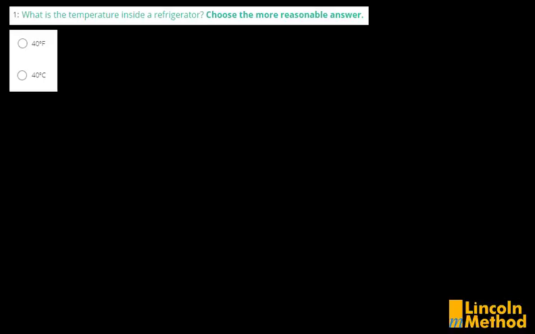What is the temperature inside a refrigerator? Choose the more reasonable answer. So both the options that are given to us have the same magnitude, which is 40 degrees. But what really makes a difference is these letters at the end of the magnitude, or at the end of this option.